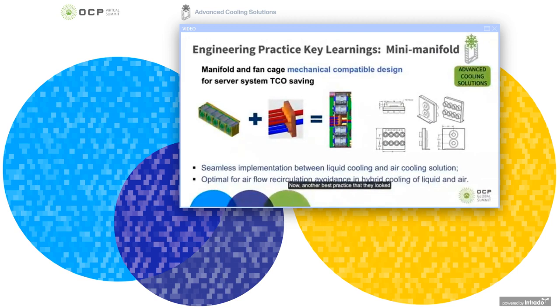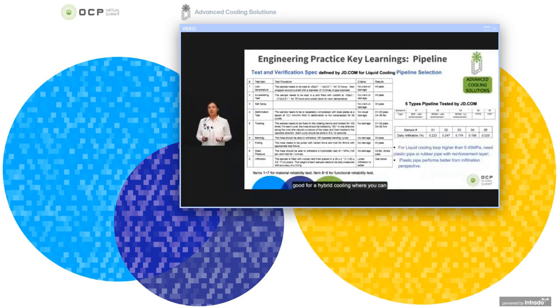Now another best practice that they looked at: if they have to carry flow parallel to multiple components, then they came up with the best practice that they need to have a manifold which is internal to the server. And in this design, you will see one of the fans is removed from the server to include that internal manifold. So this design is very good for hybrid cooling, where you can have liquid for the CPUs and air for the memory. So basically, to get flow to multiple components in a parallel path, you will have to have a manifold which is inside the server, and one of the fans is removed in that case.